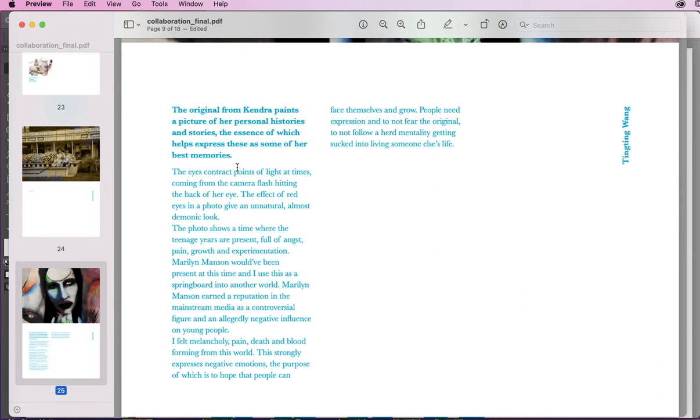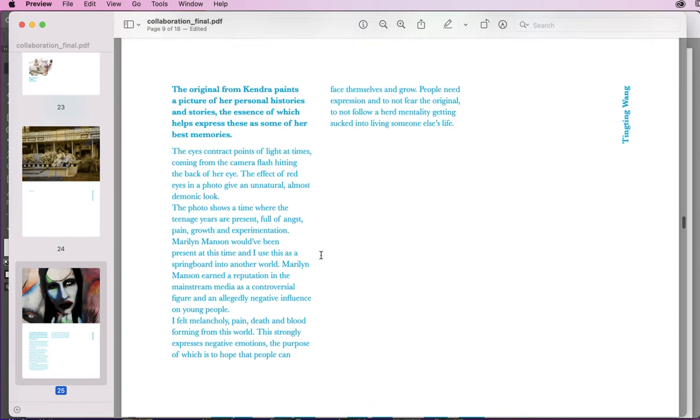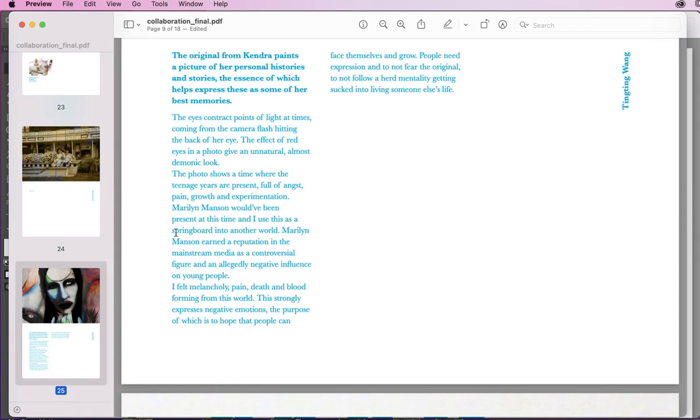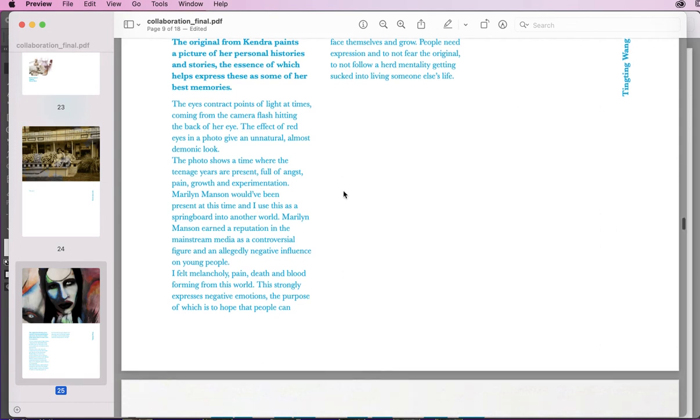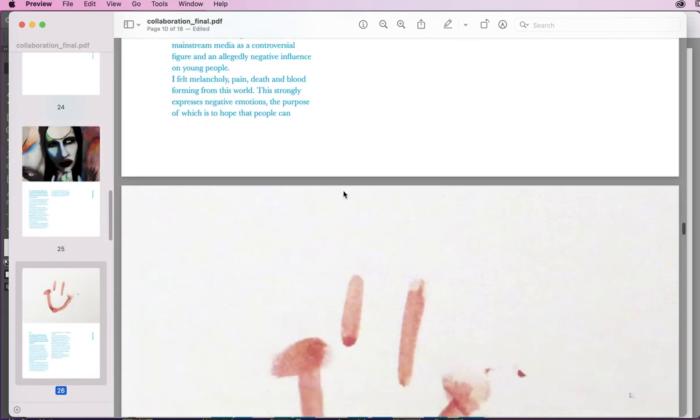From the original image, the eyes contract points of light at times, coming back from the camera flash, hitting the back of her eye. The effect of red eyes in a photo gives an unnatural, almost demonic look. So she's been poetic with her writing here, and then it goes into Marilyn Manson would have been present at this time. And she goes through, and what she ends up doing is she starts to talk about, I felt melancholy, pain, death, and blood forming from this world. This strongly expresses negative emotions. She goes through. And then the next person responds to this.